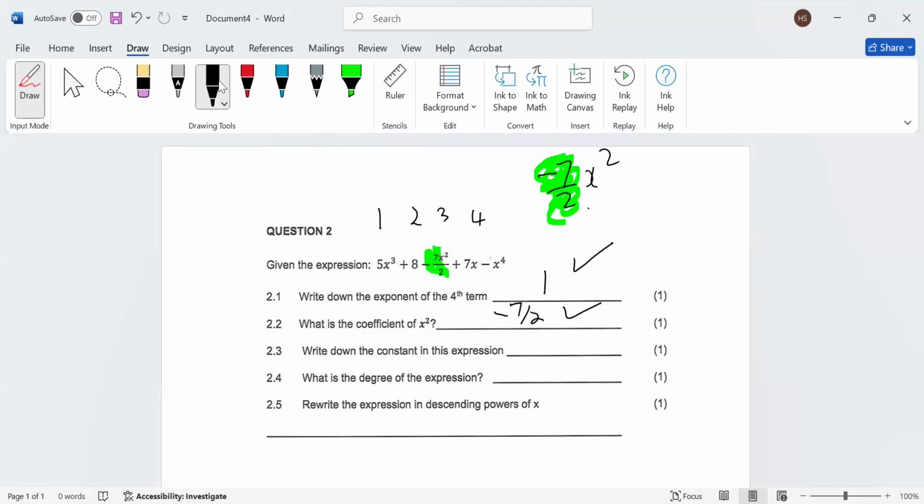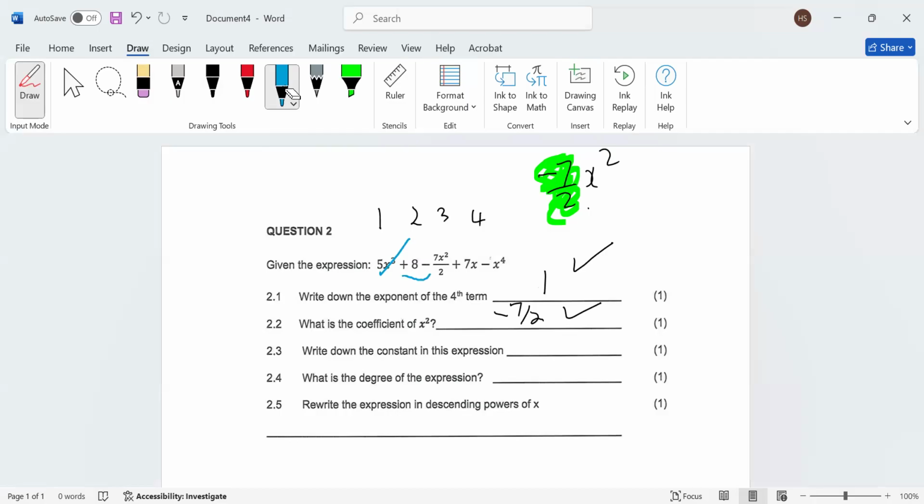Next, they say, write down the constant in this expression. Remember, we need to talk about what is a constant first. It's a number that doesn't have a variable. Any number which doesn't have a variable is a constant. Let's go and check. If you look at the first one, it has x, so it can't be a constant. 8 doesn't have a letter. No, doesn't have a letter.